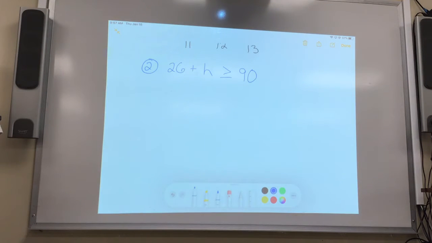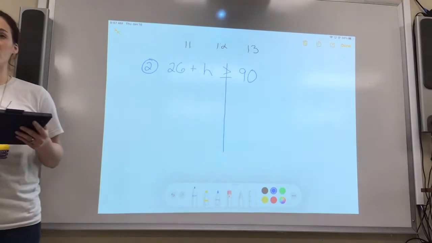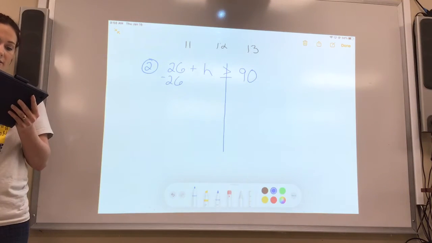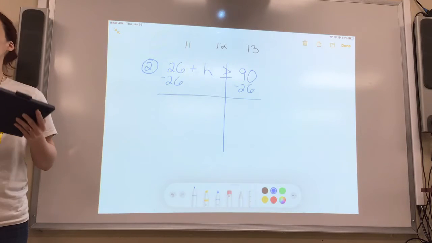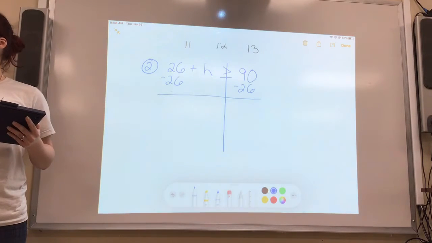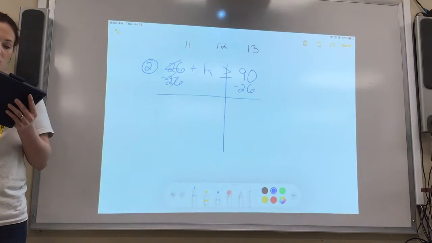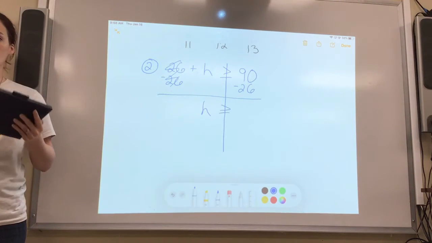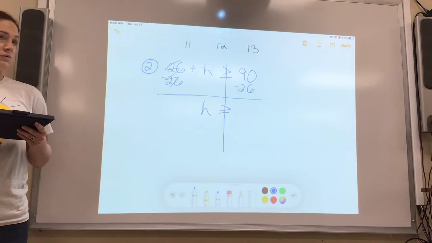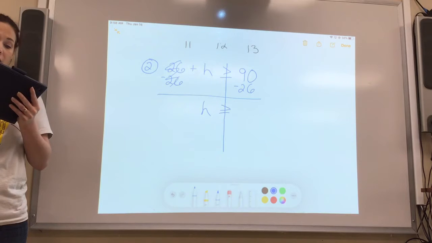How do I solve it? We should be good at this. Nathan? Subtract 26. Good. If you want to draw a line down the inequality, now it's where the inequality is, not the equal to anymore, but you can still draw the line. Subtract 26. That goes away. H is greater than or equal to, Eliana, what is that? 54. It is 54.